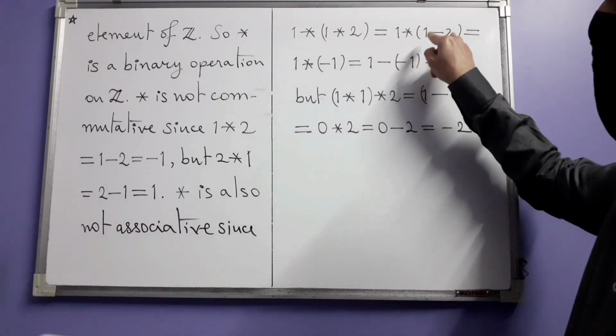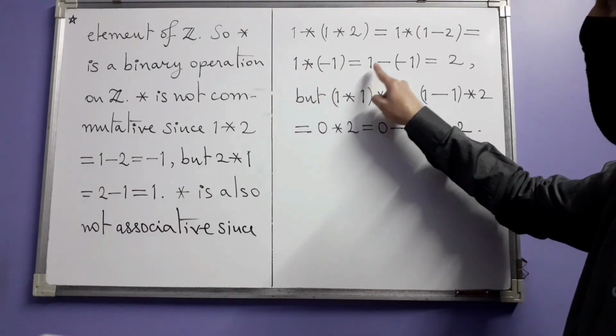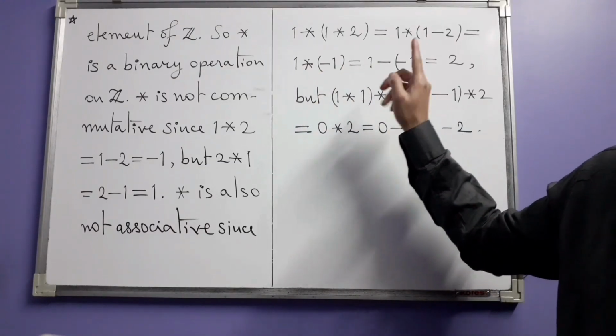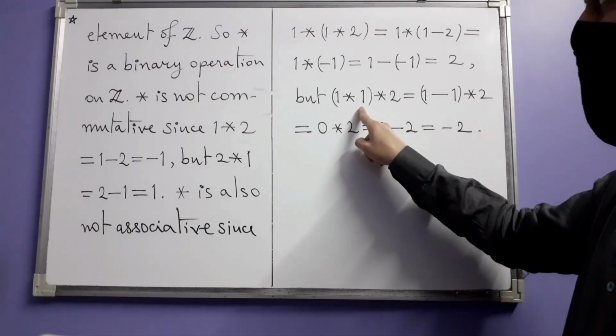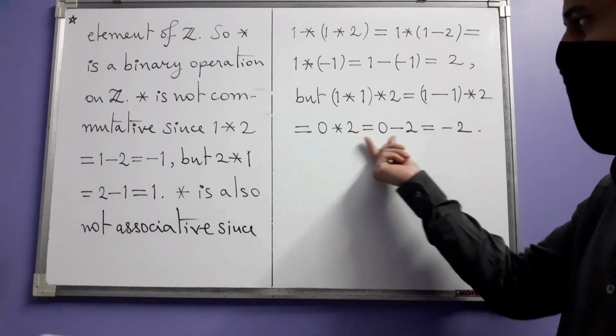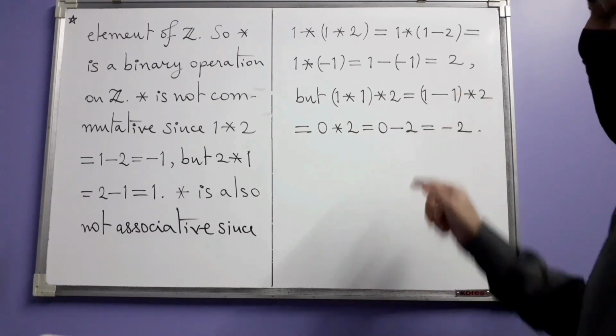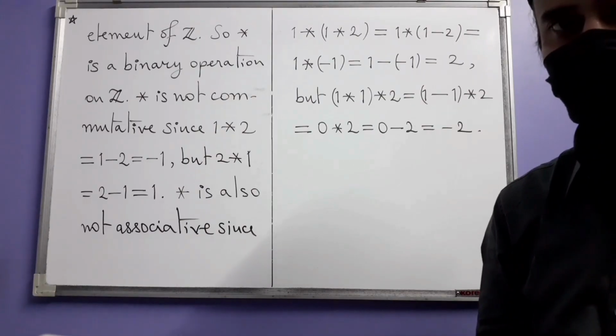(1 star 2) star 1, what do you get? 1 star 2 is 1 minus 2, that means minus 1, and minus 1 star 1 is minus 1 minus 1, which is minus 2. However, 1 star (2 star 1) is what? 2 star 1 is 1, and 1 star 1 is 0. Minus 2 and 0 are different. That's why it's not associative either.